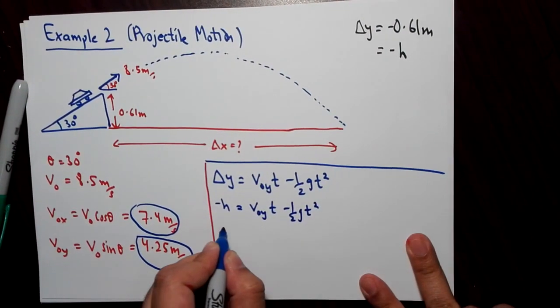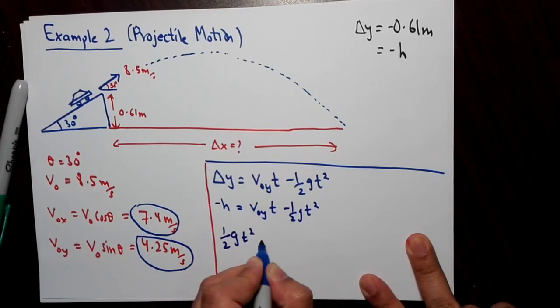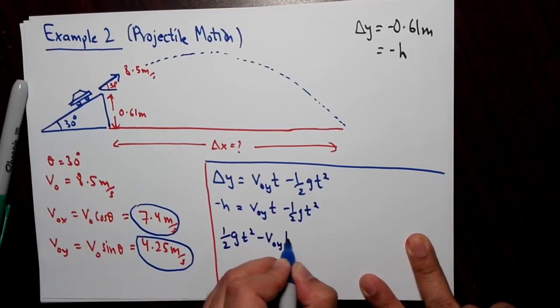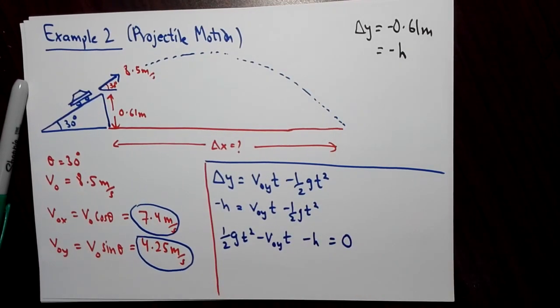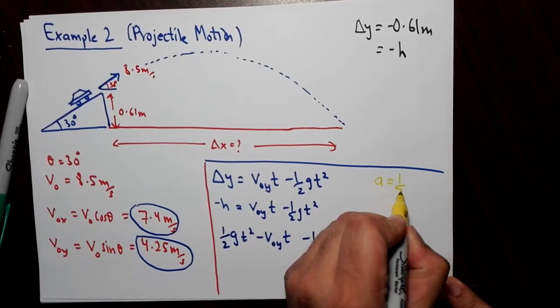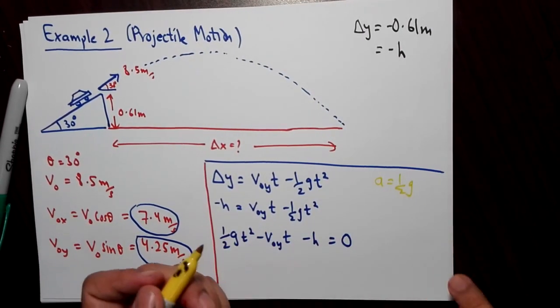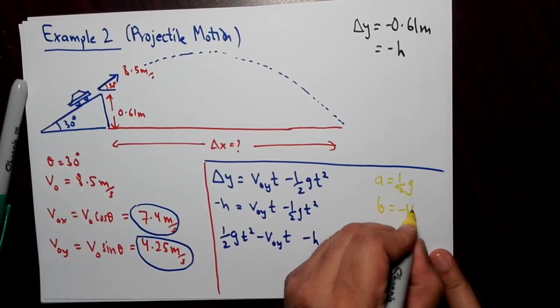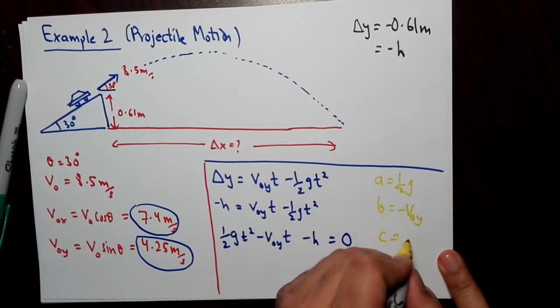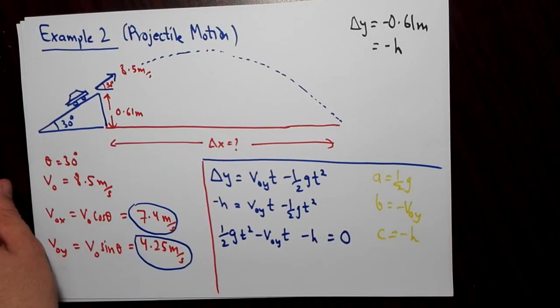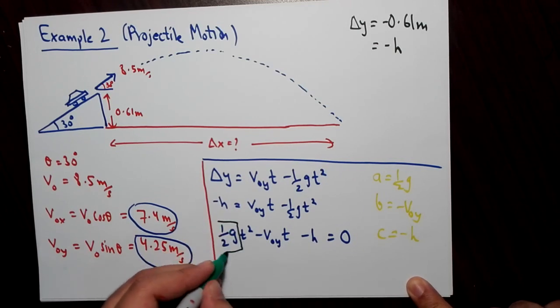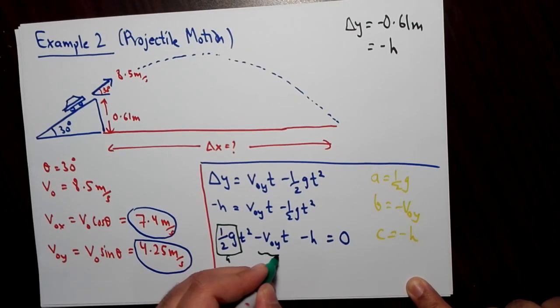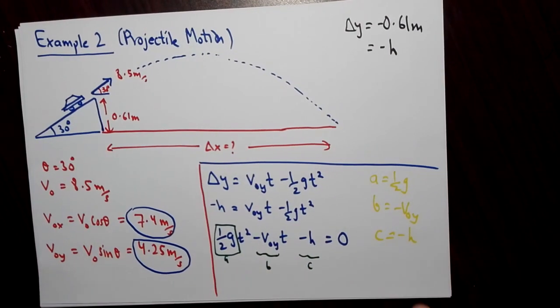That gives you, let's write that down in terms of a quadratic equation. So you get half g t squared minus v naught y t minus h is equal to 0. So in the quadratic equation, your a is half of g, your b is negative v naught y, and your c is minus h. Okay, so this is your a, that's your b, and that's your c.